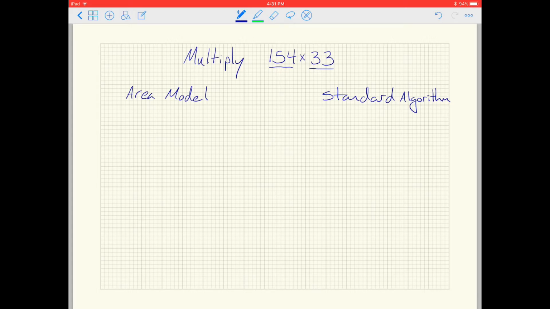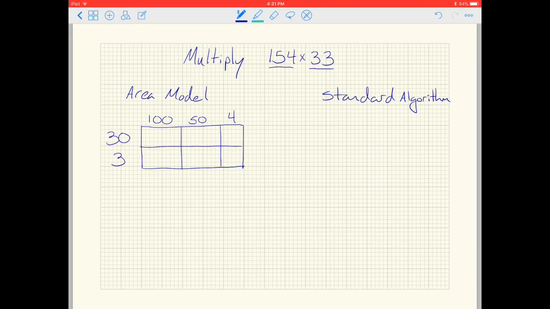Okay, so to set up the area model, I'm going to break my 33 into place value groups, basically 30 and 3. 30 plus 3 is 33. Draw a great big rectangle here. And then on the top, I'm going to break apart my 154. 100 plus 50 plus 4. There's the 4, makes 154.